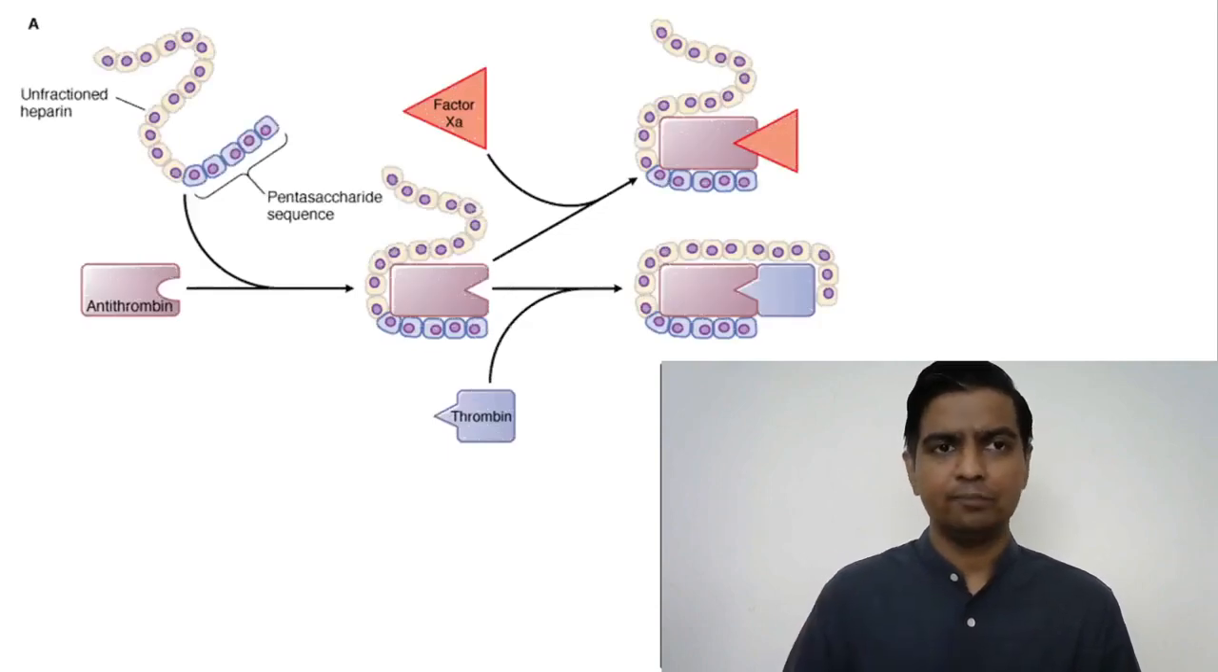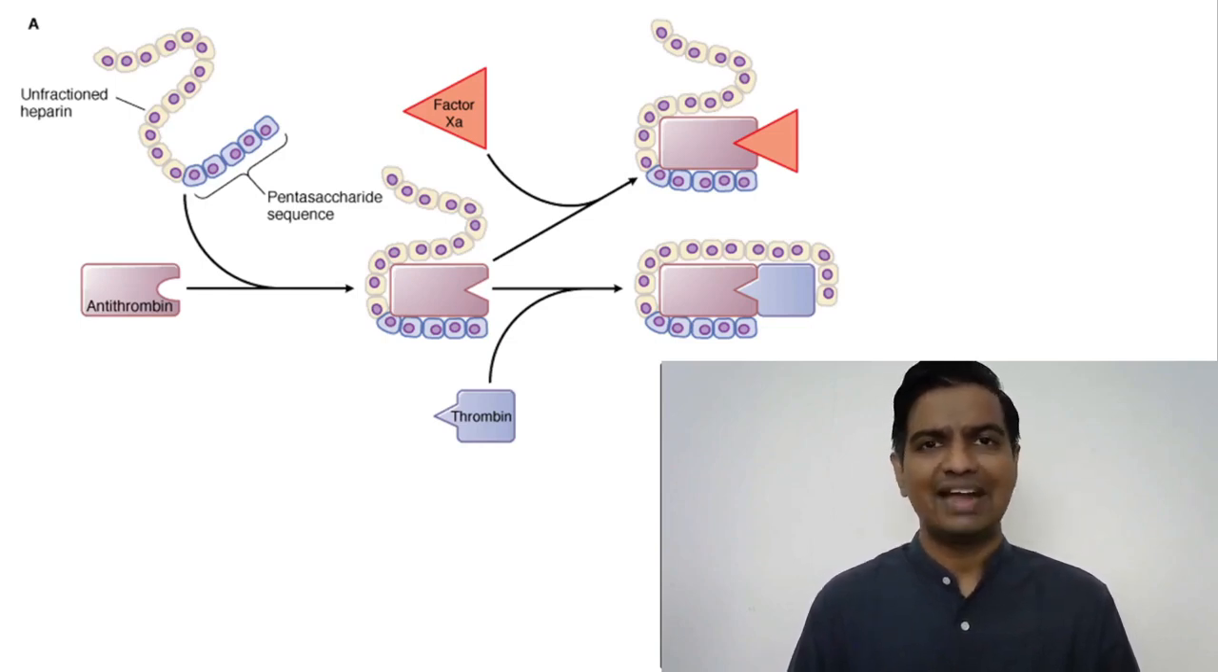So as I said, pentasaccharide sequence binds to antithrombin. At low doses, it will only inhibit factor 10A. At higher doses, it can inhibit many other clotting factors, including thrombin.